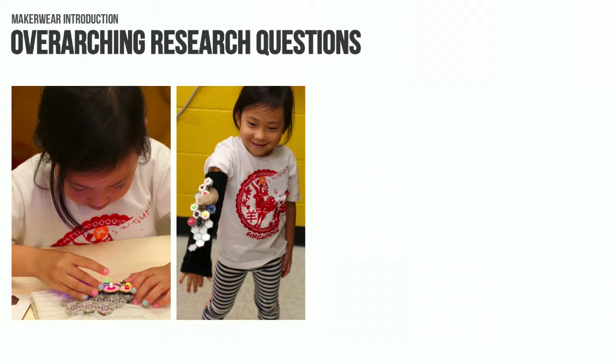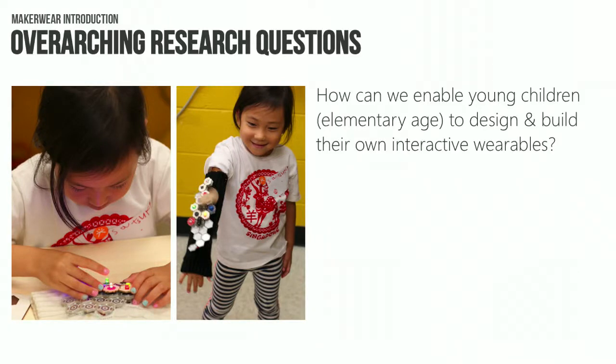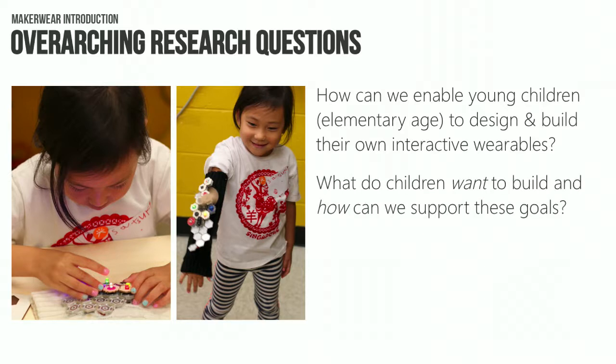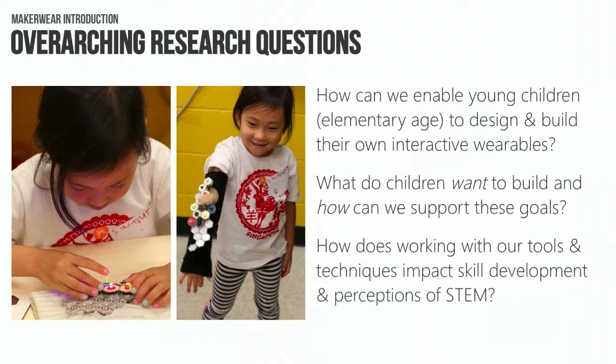So we had 3 overarching questions here that I'll talk about. How can we enable young children at the elementary age to design and build their own interactive wearables? For example, what are the appropriate abstractions? How do they actually program them? What do children want to build, and how can we support these goals? And finally, how does working with our tools and techniques impact skill development and perceptions of STEM?